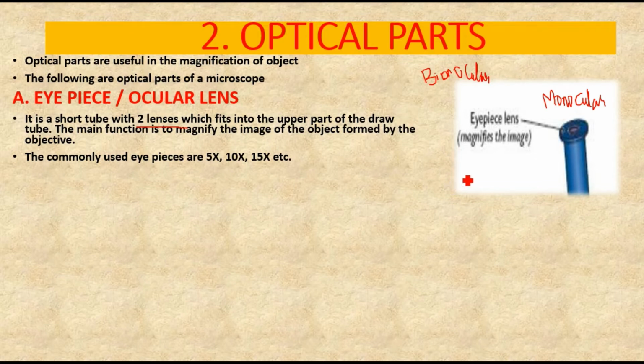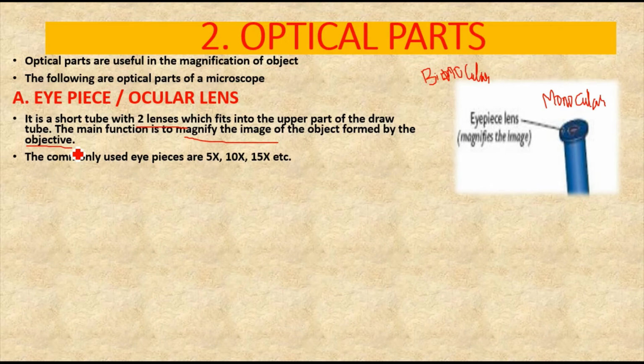In general, modern microscopes are binocular. But in biology laboratories at the lower level, the majority have a single eyepiece, so we call them monocular microscopes. These eyepieces are fixed into the upper part of the draw tube, and the main function of the eyepiece is magnifying the image of the object that was formed by the objective lens.